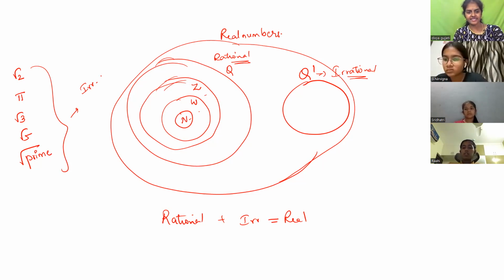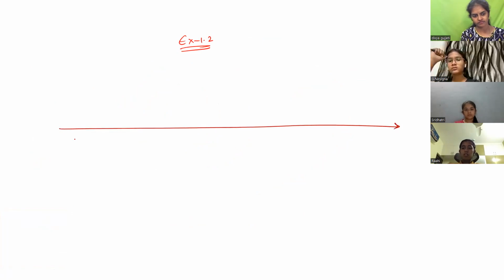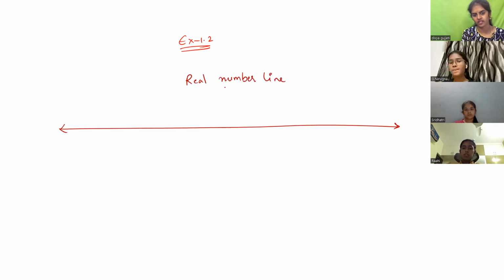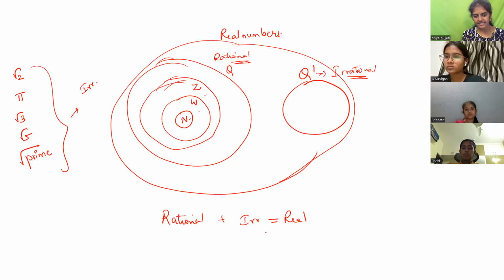So in this exercise 1.2, we are basically going to locate these irrational numbers also on the number line. Now, the line which you have been drawing is called the real number line. When I say real number line, it includes rational as well as irrational. Got the point? When I say real, it is rational and irrational also.